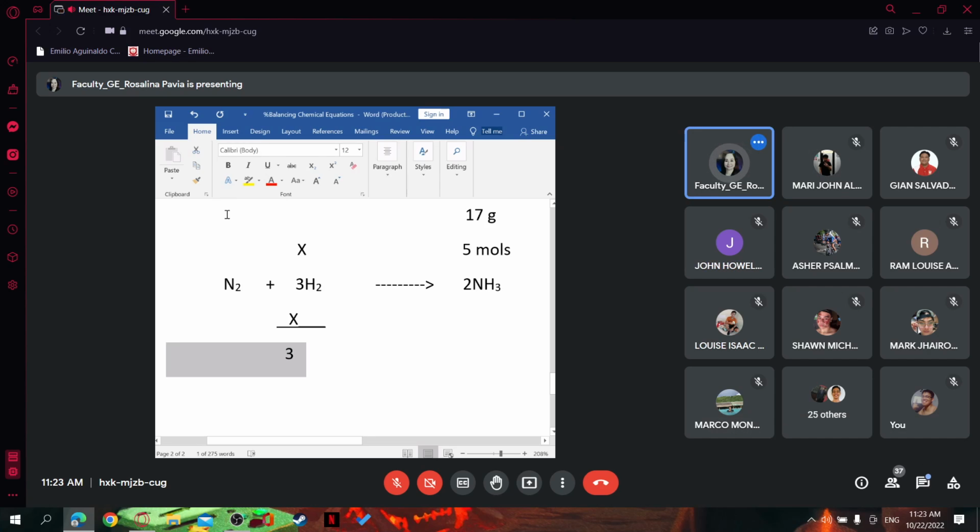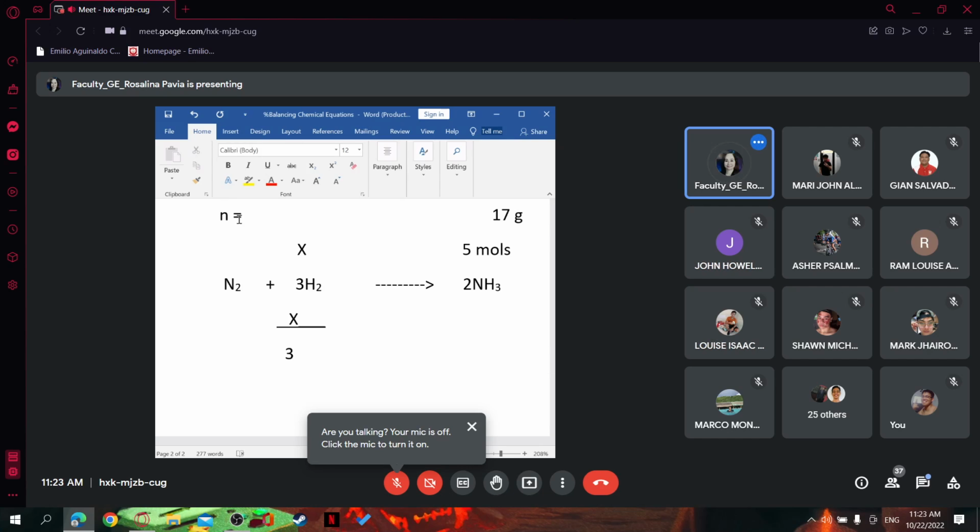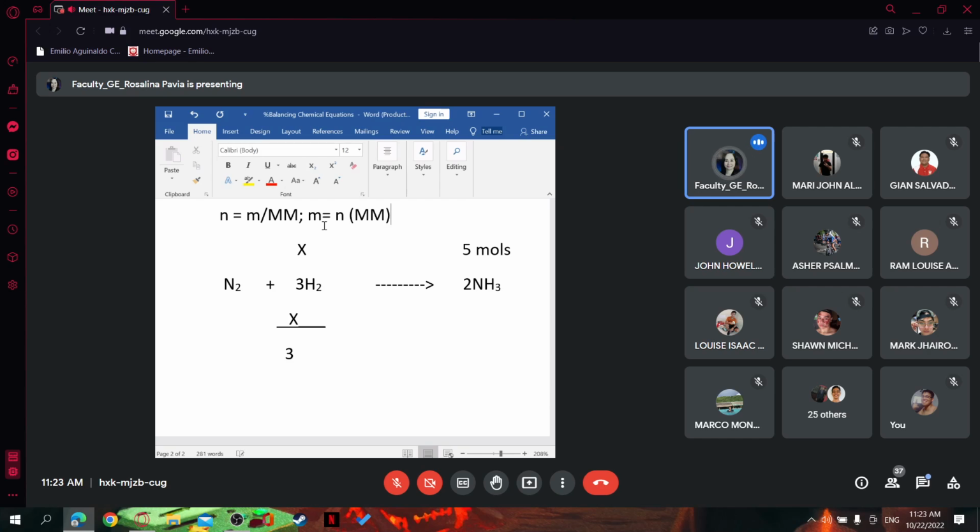It's not really convert. Express na moles in mass. But lagi yung tatandaan itong formula na to. Okay? Always remember this formula. N equals M mass over molecular mass or molar mass or formula mass. So that M equals N times MM. Ayan.